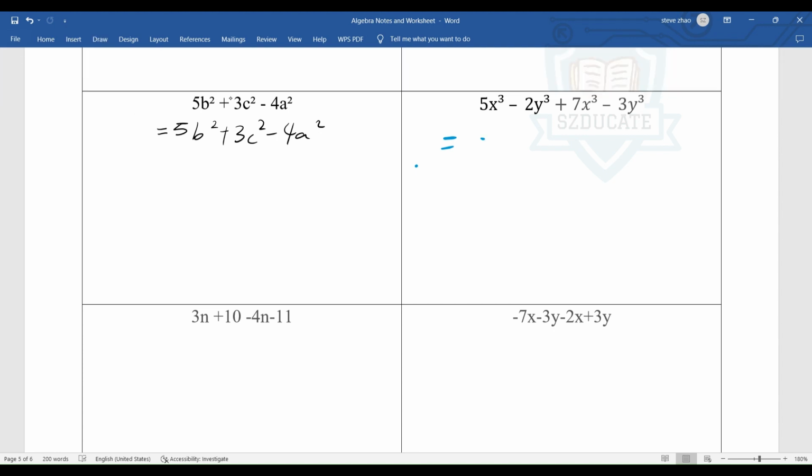5x cubed minus 2y cubed plus 7x cubed minus 3y cubed. 5x cubed and 7x cubed, yes, so we group them together, plus 7x cubed, minus 2y cubed minus 3y cubed. You see that we have grouped them together. Next, 5 plus 7, easy, 12x cubed. Minus 2 minus 3, so it's minus 5y cubed. Then we carry on.